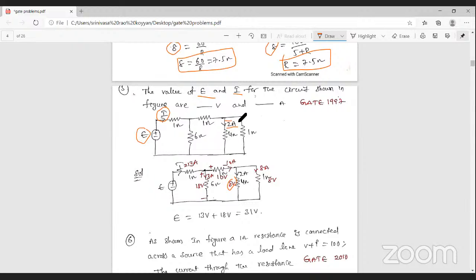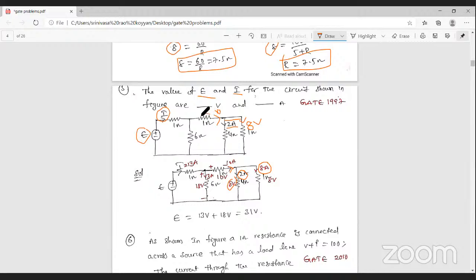These two resistances are connected in parallel, that's why here also 8 volts is present. So here the voltage is known, the resistance is known. Then what is the current? 8 volts by 1 ohm, that is 8 amperes. So here 8 amperes, here 2 amperes. Then what is the resultant current? In this path, 2 plus 8, that is 10 amperes.